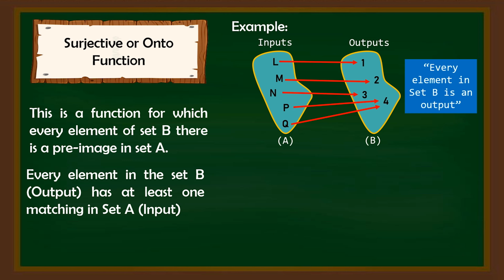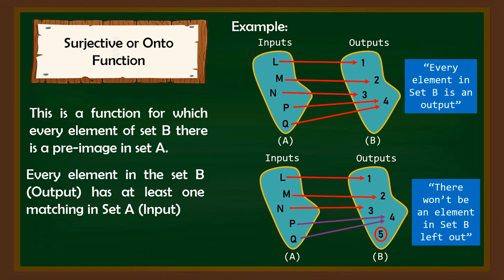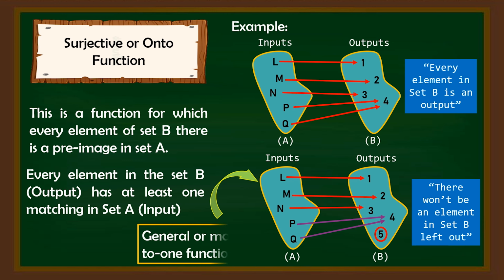On the other hand, a not surjective or onto function looks like this. Consider the same elements from the previous example, where L is associated to 1, M to 2, N to 3, P to 4, and Q to 4. At first, it looks like a surjective function, but it is not, because an element 5 in the output doesn't have any pair in the input. But the truth is, this is still a function. Remember, there won't be an element in set B left out. In this case, this is an example of a general or many-to-one function.